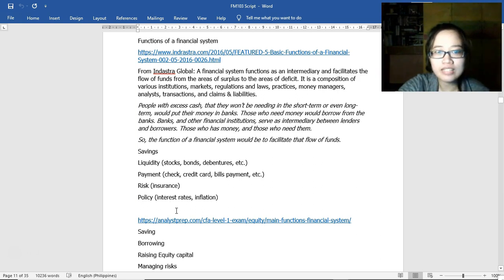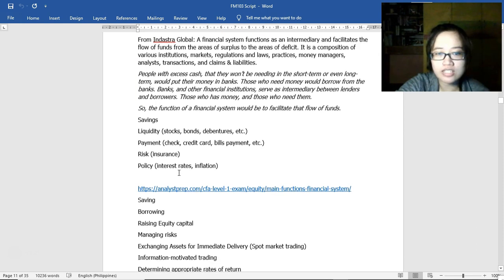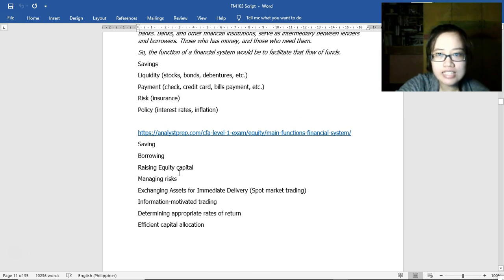So there's another article, what's this? An analystprep.com, which answers the functions of a financial system as well. The answers from there are the following, almost the same as what's up here. So you have your savings, it allows savings, and then it also allows borrowing. Basically, the banks or the financial institutions have the money of the depositors, and they allow people to borrow money from them for them to earn as well.